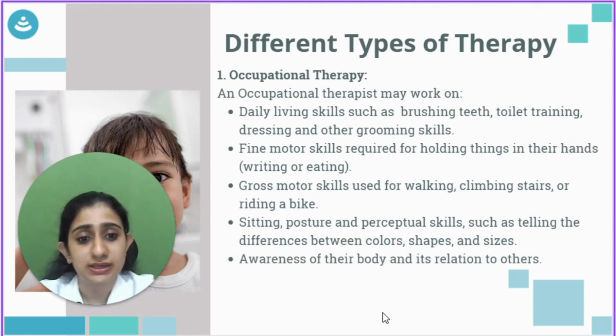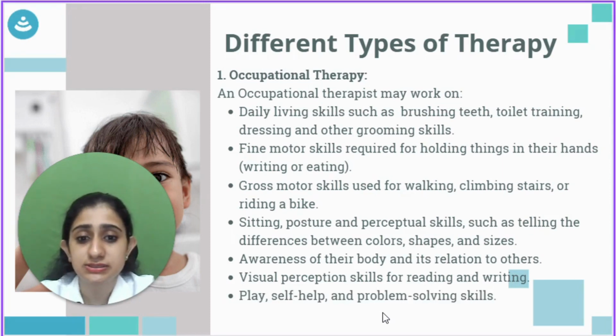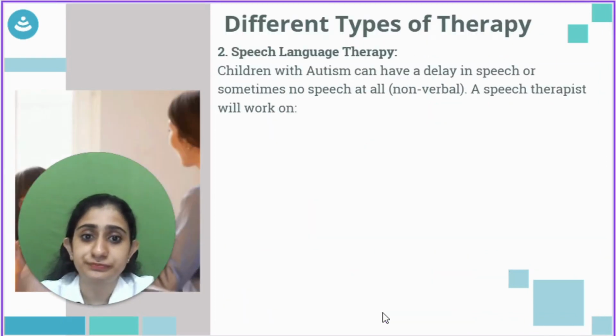Awareness of their body and its relation to others. They also work on visual perception skills, which are required for reading and writing, on play skills, self-help skills, problem-solving skills, and also most importantly on their self-regulation skills, attention and focusing skills, etc.